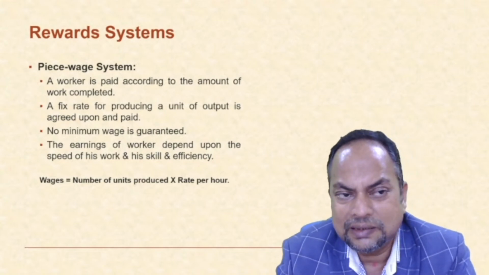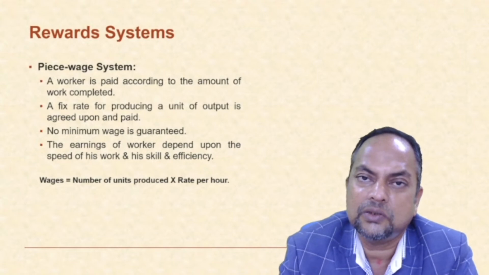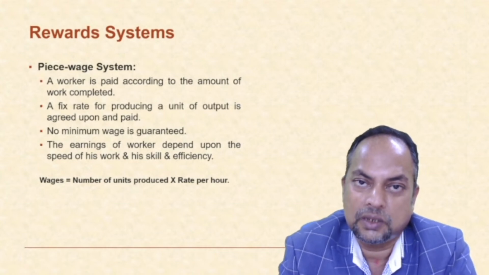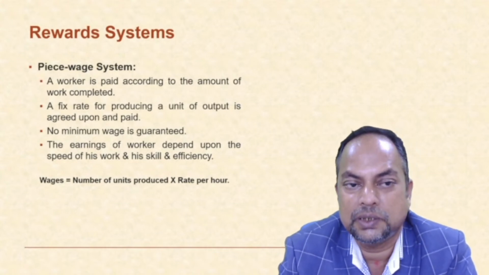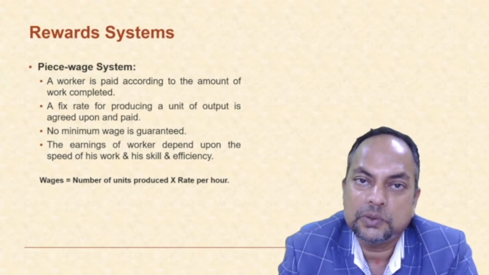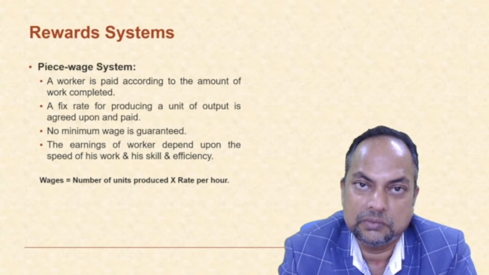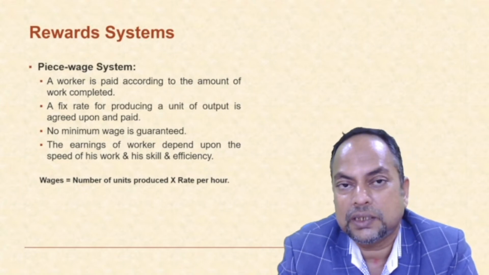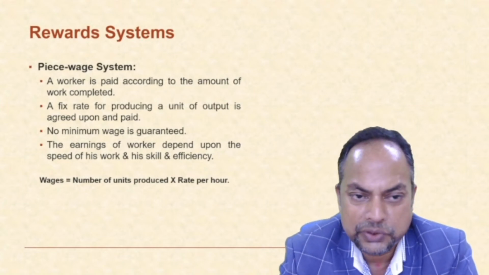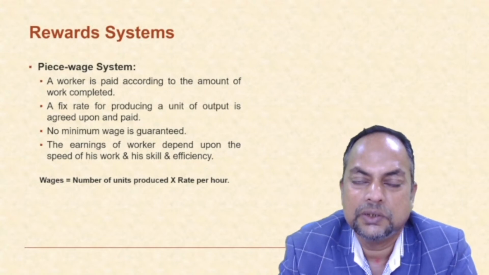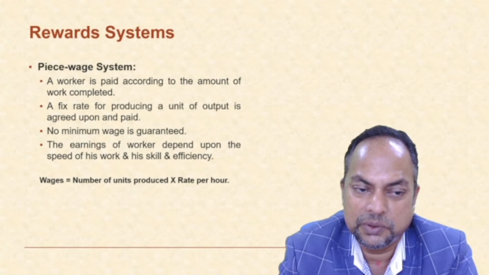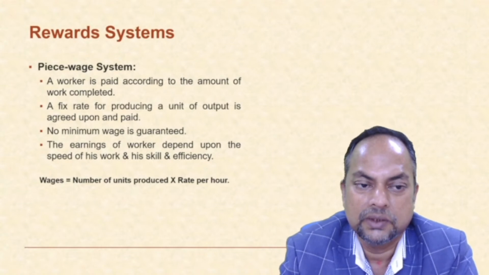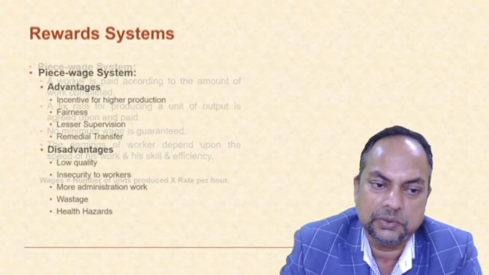Now, mostly this time rate system is applicable for all those jobs where you cannot measure the output. Output is not tangible, but this piece rate system is administered for those kinds of jobs where the output of the job can be tangible in nature, right? But one thing you need to understand is that in this piece rate system, there is no such minimum wage which is guaranteed, right? So, earning of the workers will be completely based on their skill, efficiency, and work, right? So, all of those things will constitute a part of that.